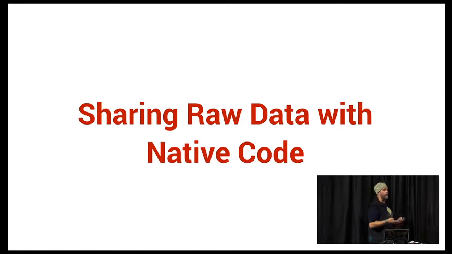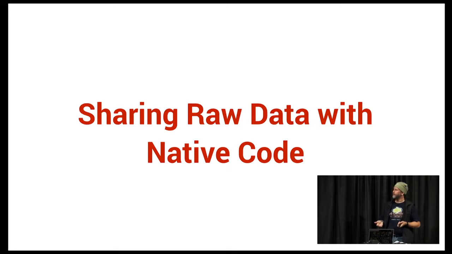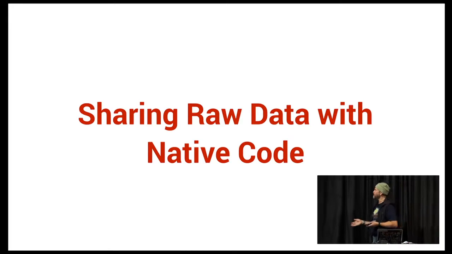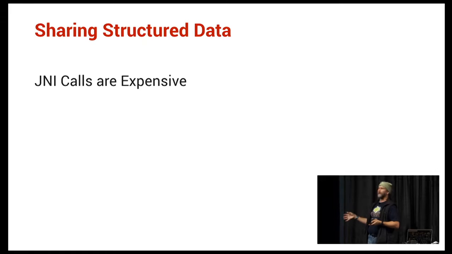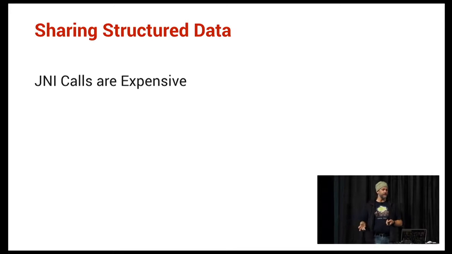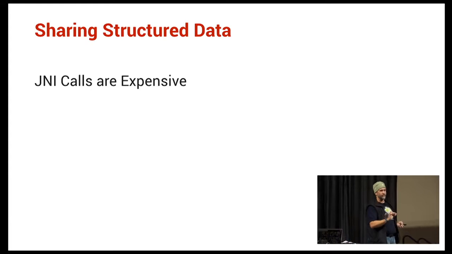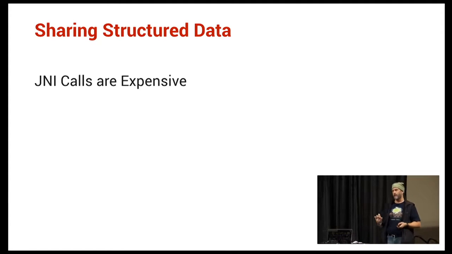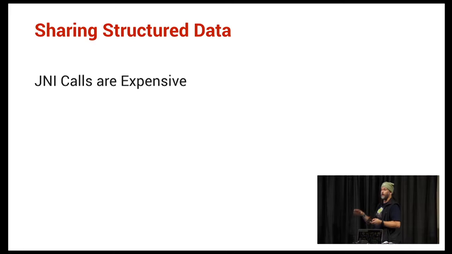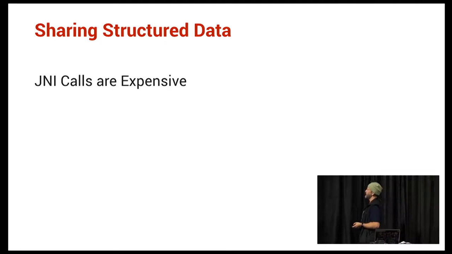All right, let's talk about a problem that a lot of people have, which is sharing raw data with native code. And this is also part of this. Now, if you haven't figured this out by the talk, JNI calls are relatively expensive. And again, this is relative. We're talking about 5 nanoseconds for a regular call to about 300 nanoseconds on a Nexus 5, to be fair, of a JNI call. So what is this?